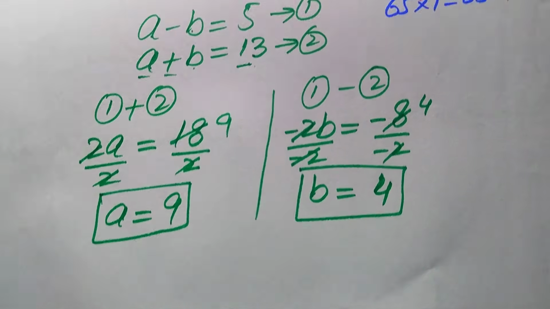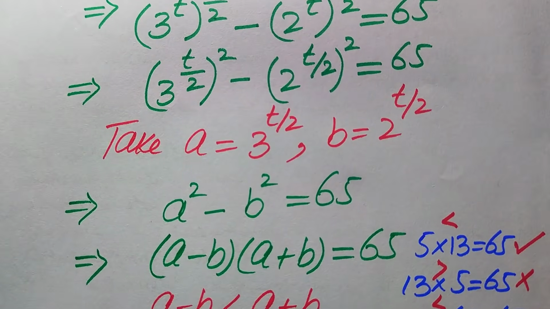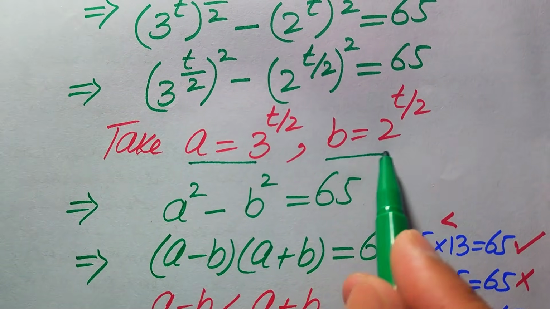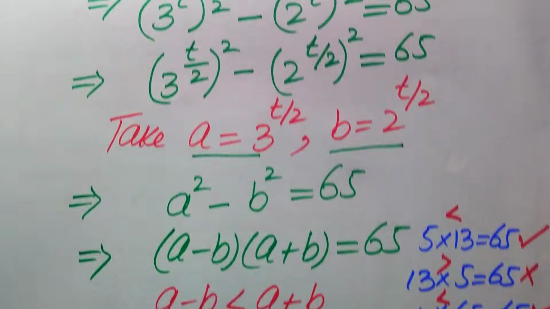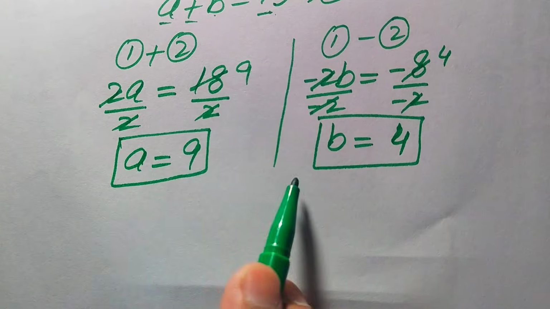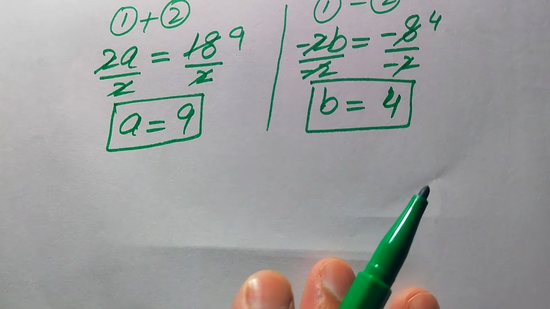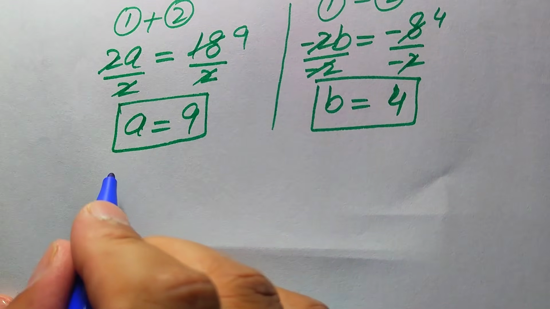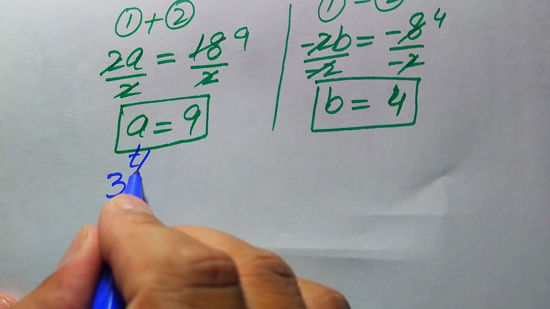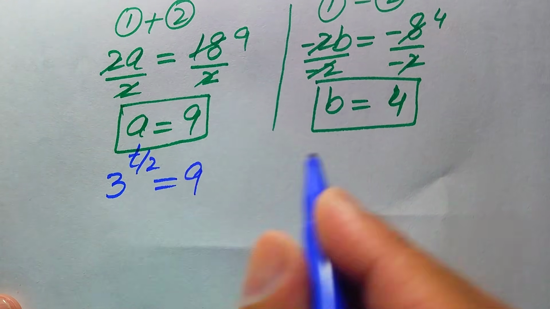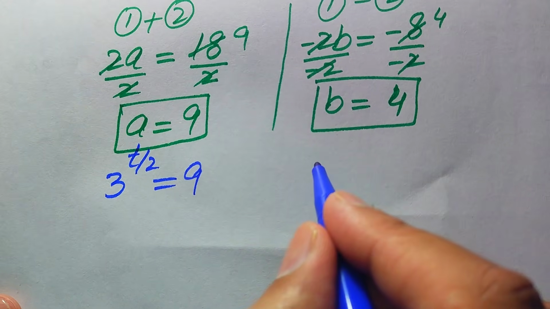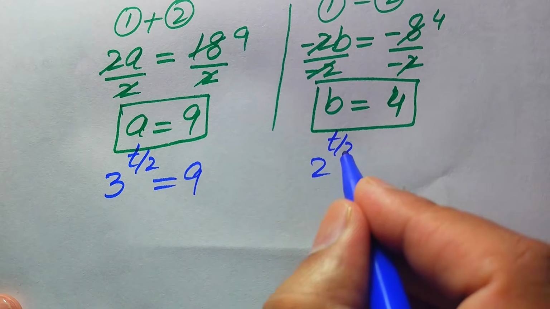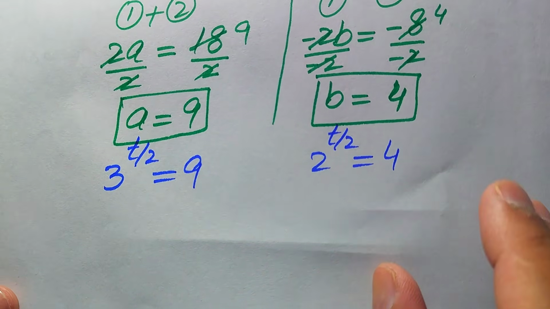So we obtain the value of b is 4, and we get the value of a is equal to 9. And now we need to move backward, and here we substitute these values of a and b into the values of a and b here. Okay, so when we back substitute these values, it will be written in this form. So here the value of a is 3 to the power of t over 2 equals 9, and the value of b is 2 to the power of t over 2 is equal to 4.